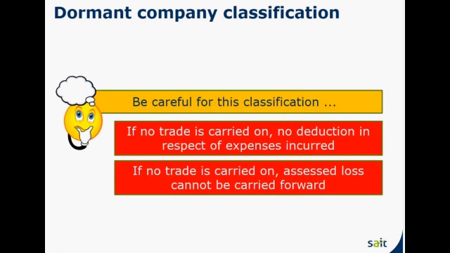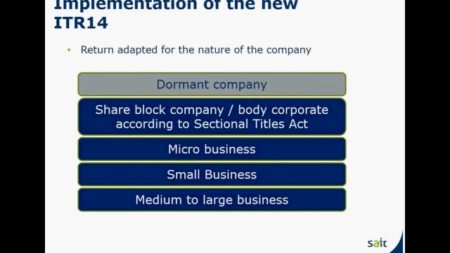Right, next classification, if you go to a share block company or body corporate, so that's a very specific type of classification. And what the legislation says there, and the aspect that you have to consider, is that in these companies, any levies received by these entities would be exempt from normal income tax, and then also the first R50,000 of other income received by these companies.